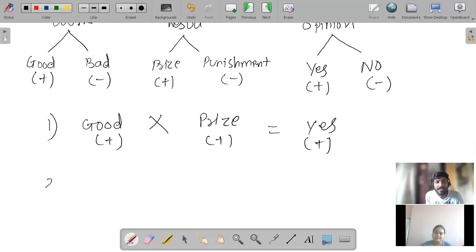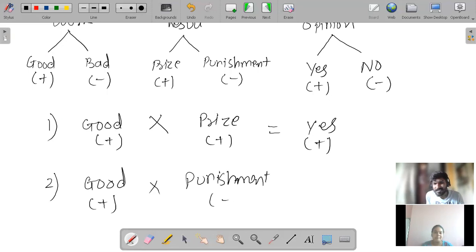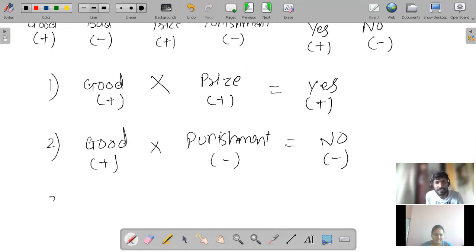Second one, you did a good work, that is plus, but you got punished for it. You got punishment, that is minus. Is this acceptable? No, it is not acceptable. So minus. Okay, let's see the third case.